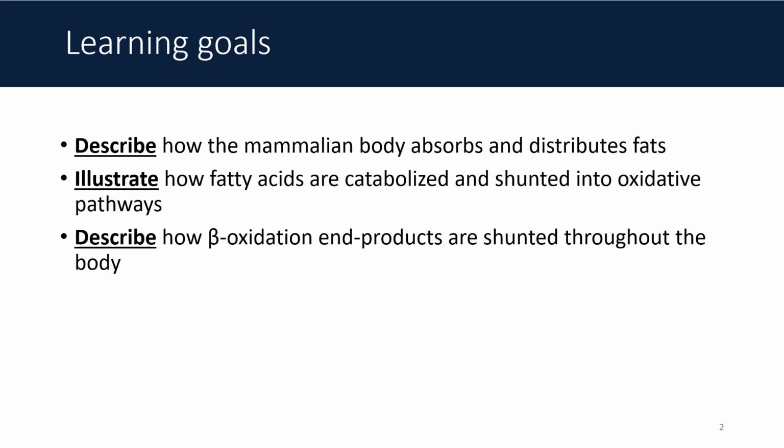We will first describe how the mammalian body absorbs and distributes fats from the alimentary canal to the cells in our bodies. After that, we're going to illustrate how fatty acids are catabolized and shunted into oxidative pathways. We call this process beta-oxidation. And then to end us off, we will describe how the products of beta-oxidation are delivered throughout the body.